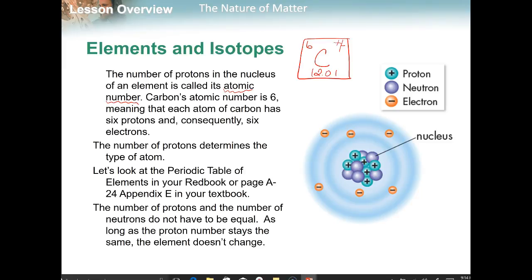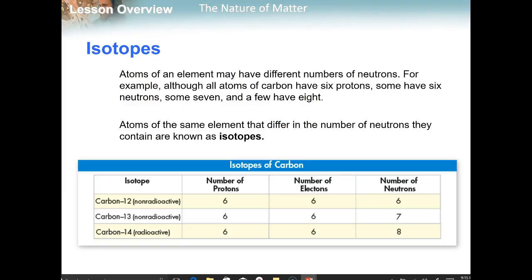But one of the things we need to continue talking about is that we're getting ready to talk about isotopes. We've already said that the number of protons and the number of electrons are going to be equal, making that atom electrically neutral, but the number of protons and the number of neutrons do not have to be equal. As long as the proton number stays consistent, we're going to have the same element. The element doesn't change, just the weight or the mass of that element is going to change. So let's take a look at that so we can explain it a little bit further.